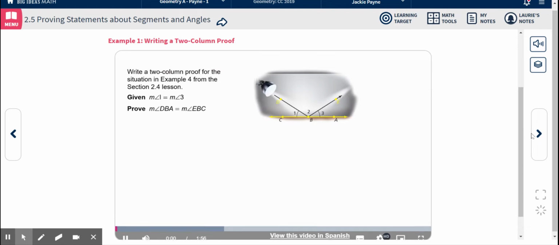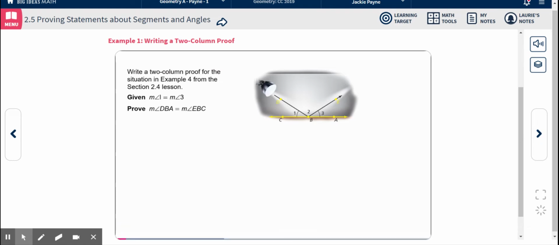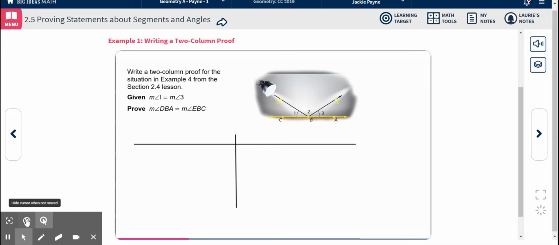Write a two-column proof for the situation in example 4 from the section 2-4 lesson. In the example you were given, the measure of angle 1 is equal to the measure of angle 3, and you need to prove the measure of angle DBA is equal to the measure of angle EBC. A two-column proof has numbered statements and corresponding reasons that show an argument in a logical order. To create a two-column proof, label the left column statement and the right column reasons. Each statement in the left-hand column is either given information or the result of applying a known property or fact to statements already made. Each reason in the right-hand column is the explanation for the corresponding statement.